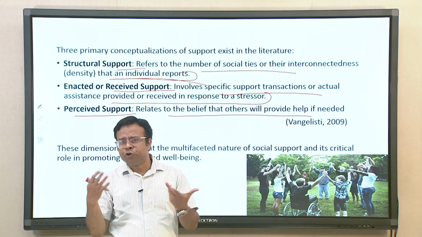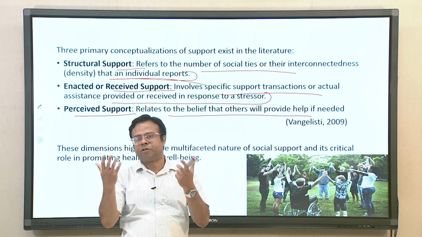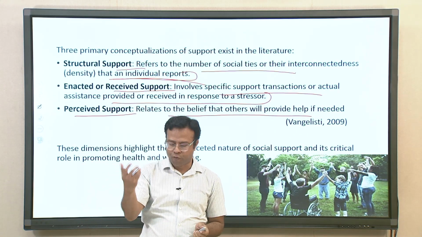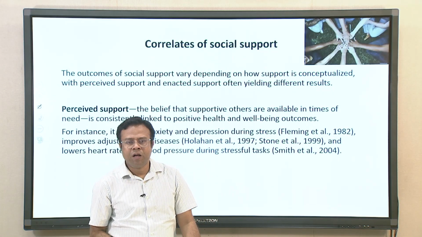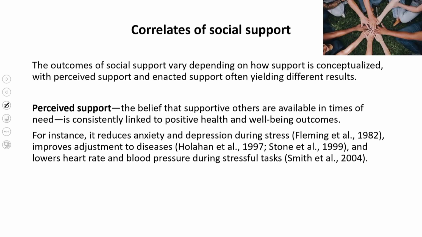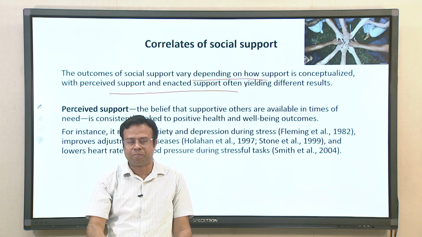So, these are some of the dimensions in which we can talk about social support. These dimensions indicate the multifaceted nature of social support, which can influence us. So, let us look into some of the empirical literature about these different aspects of social support and how they influence us. The outcome of social support can vary depending on how the support is conceptualized, perceived and enacted. There can be different factors which influence the outcome of social support on individuals.